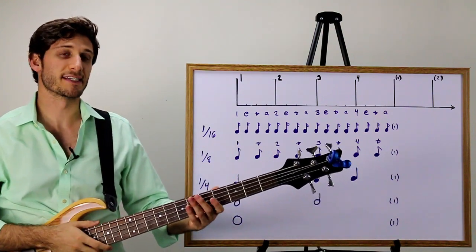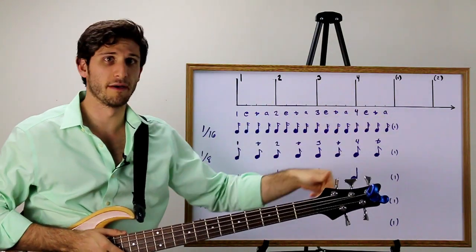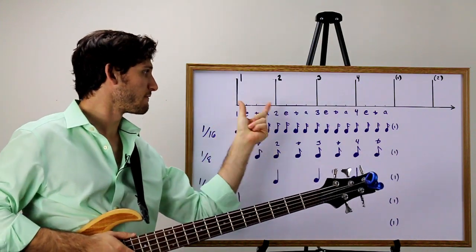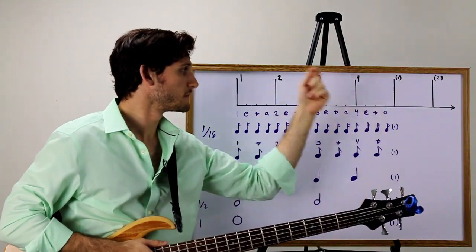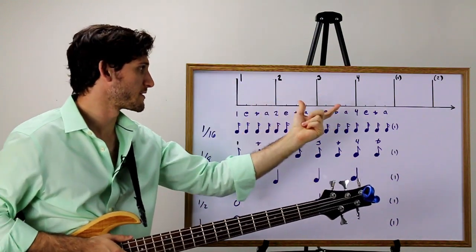Notice that the whole note doesn't end at the beginning of 4, it ends at the end of 4 or the beginning of 1. Since I started at the beginning of 1, it has to go the length of 4 full quarter notes. If I stopped at 4, then it would only be the duration of 3 quarter notes, which is not long enough to be a whole note.